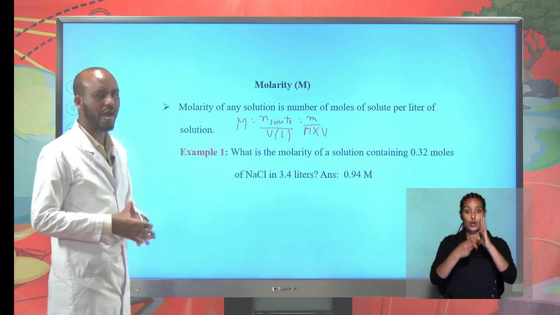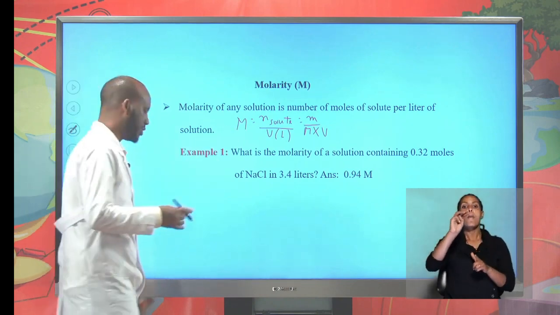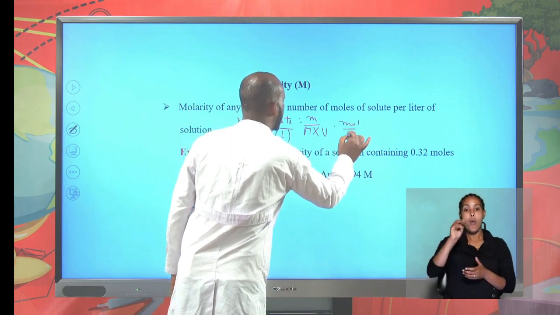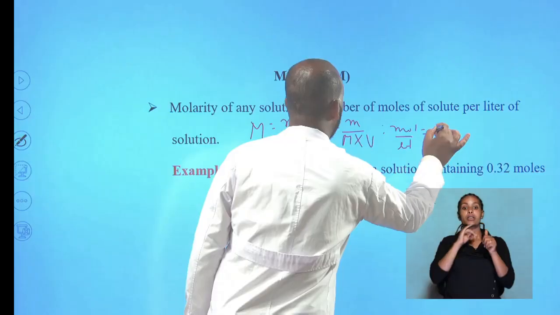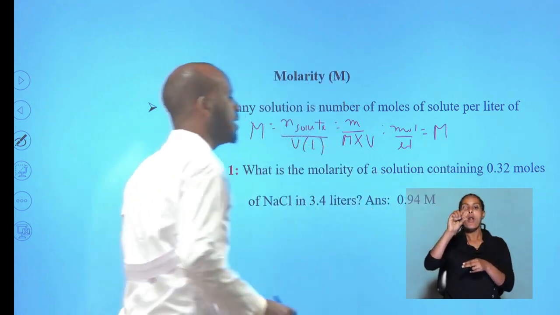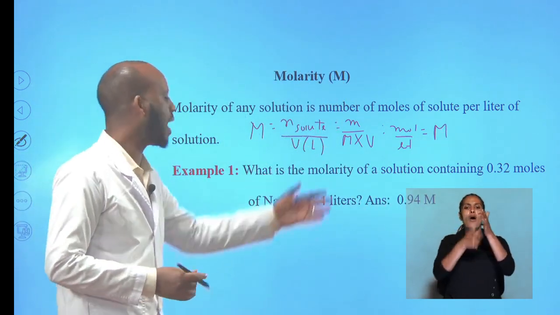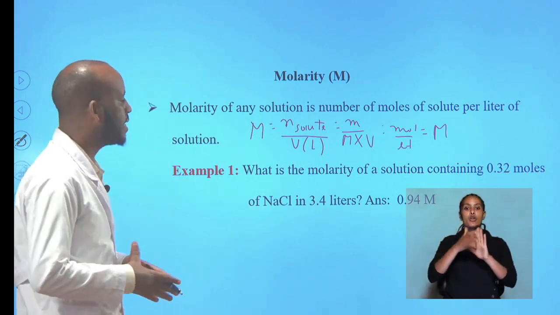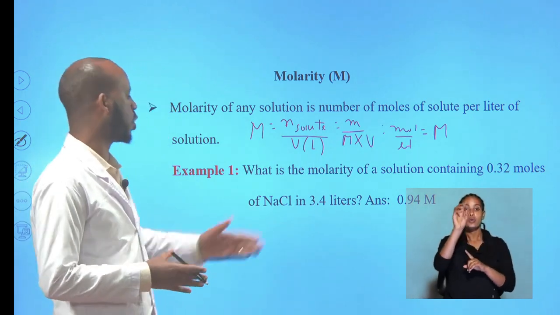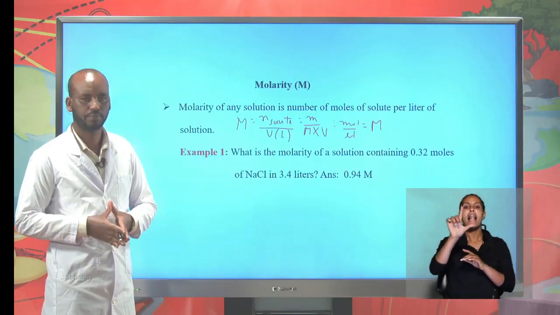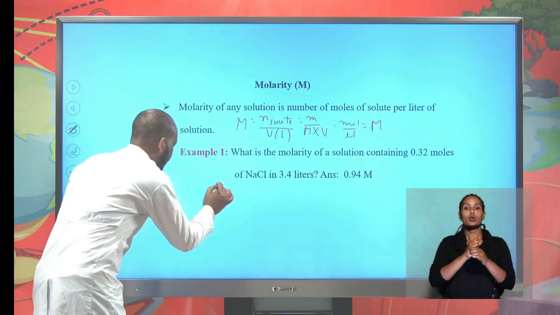The unit of molarity is mole per liter, which is known as molar, capital M. For example, what is the molarity of a solution containing 0.32 moles of sodium chloride in 3.4 liters of solution?